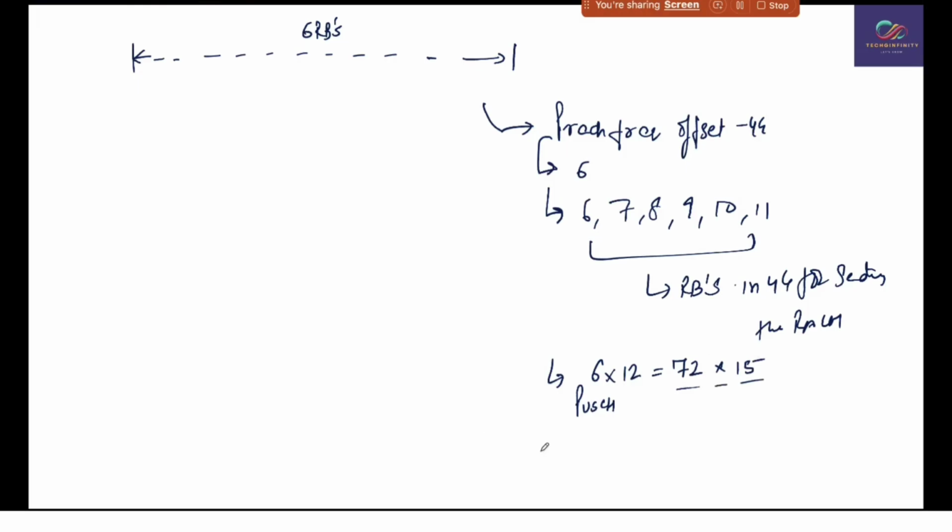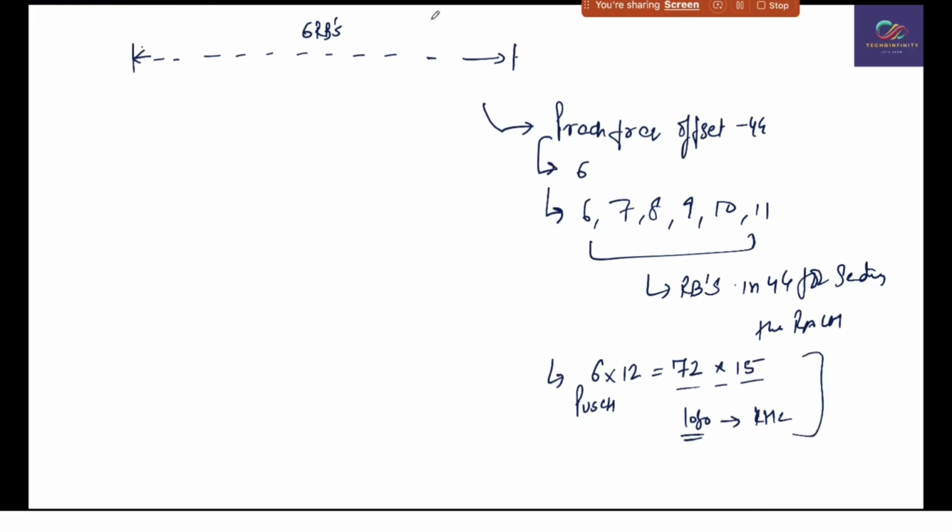1080 or something like that. This is what we are getting in kilohertz, and you can convert it into megahertz. So 1080 kilohertz is what you are getting. Now these 6 resource blocks are being used for giving you the subcarrier spacing for RACH.